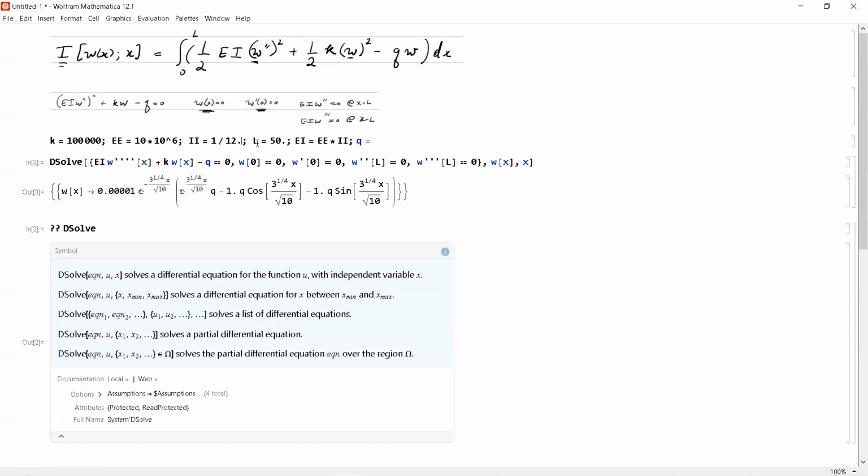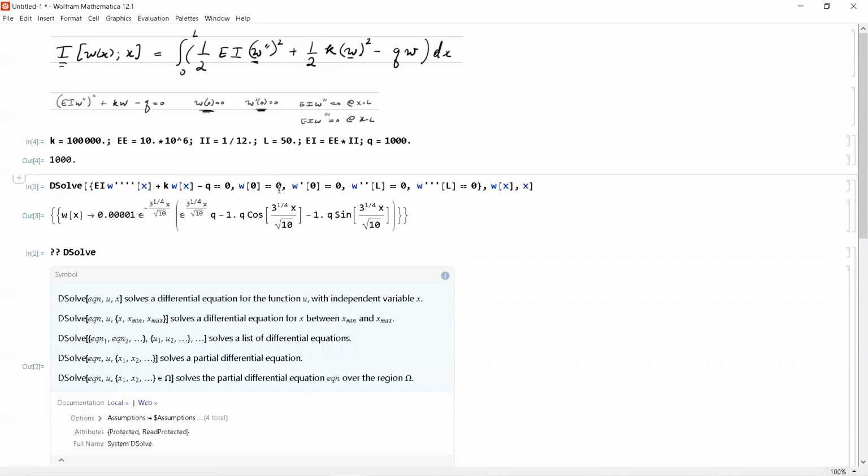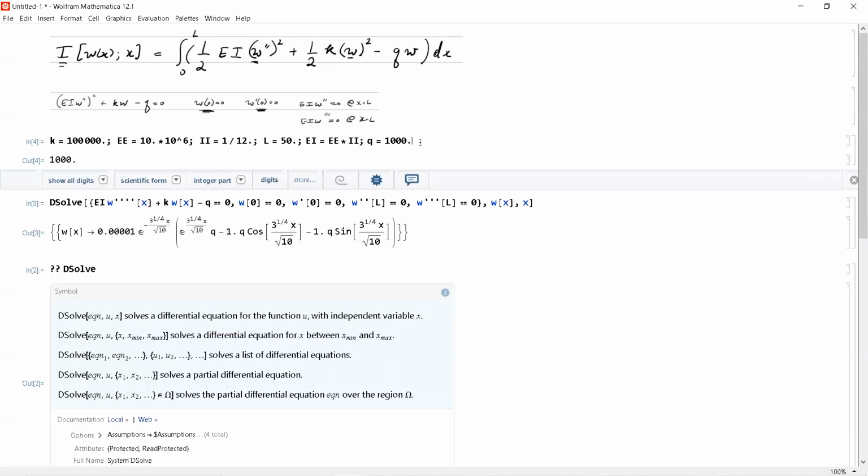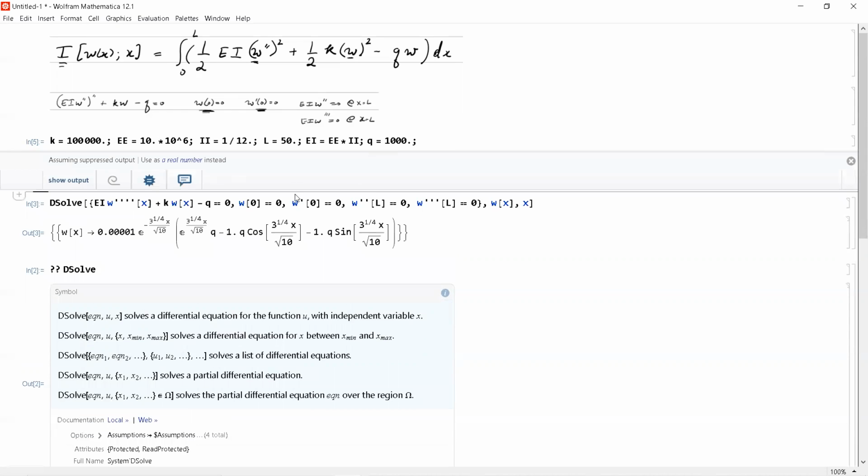1,000 pounds. Yes, 1,000 pounds. Let's go to 10,000 pounds or 1,000 pounds. Just keep it 1,000 pounds. Let me put a dot everywhere because it makes it numerical that way. I don't want to carry extra stuff. Let me put a semicolon, which suppresses the output.